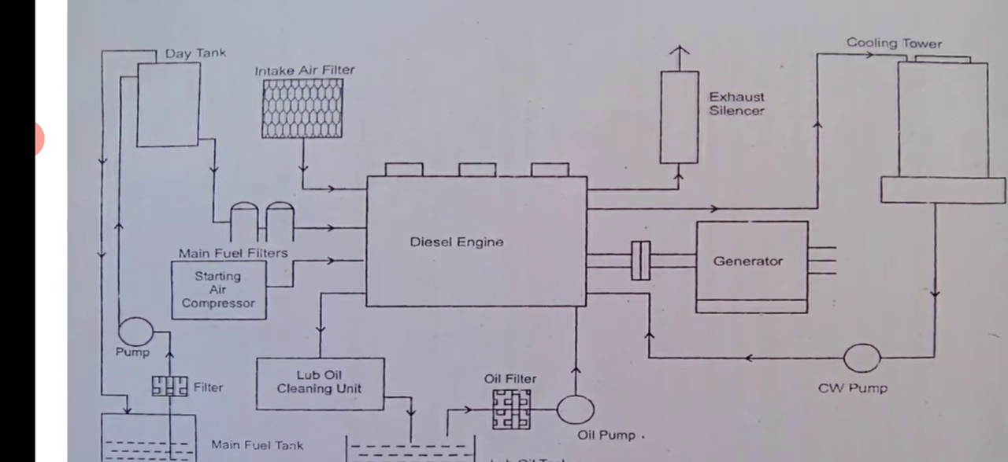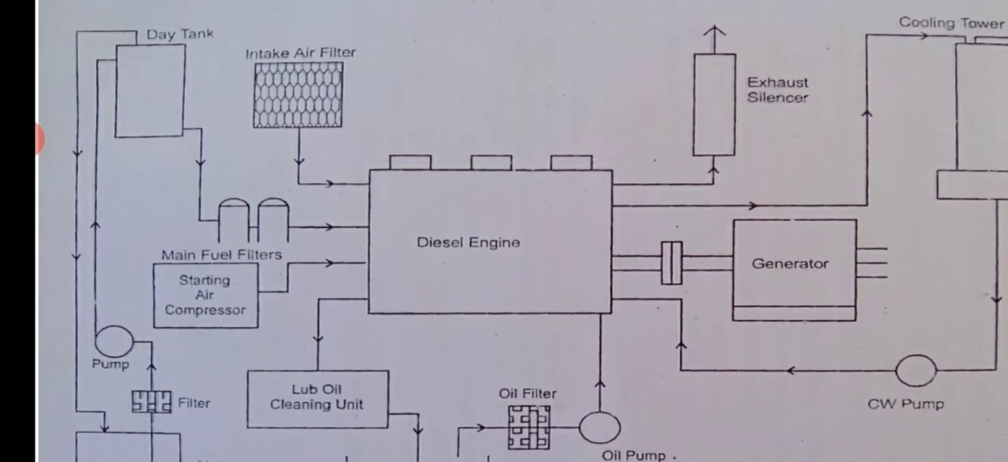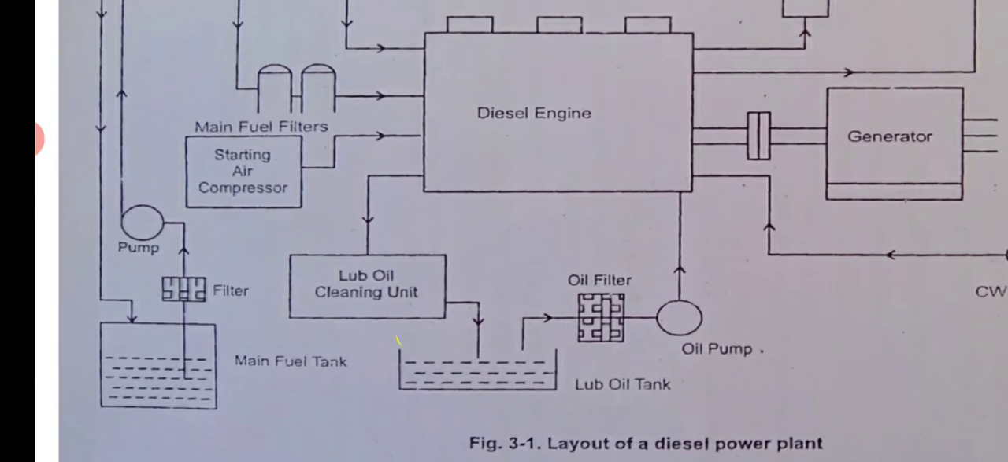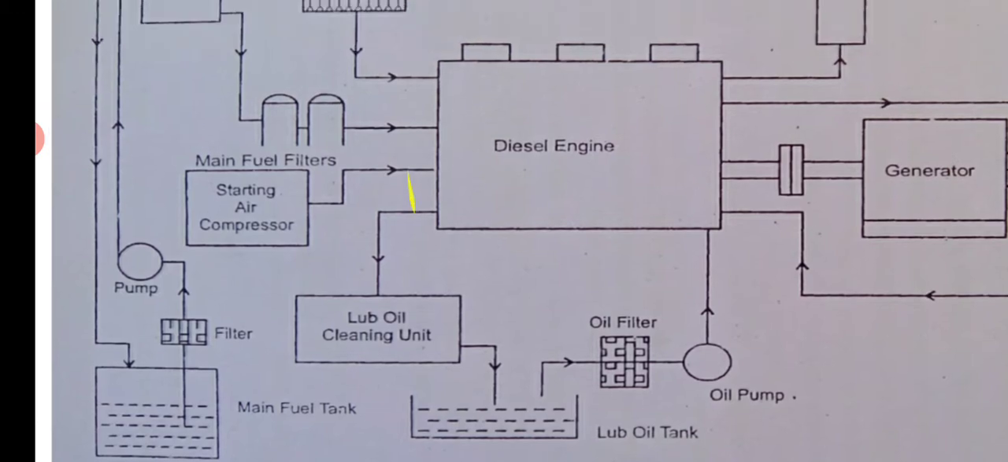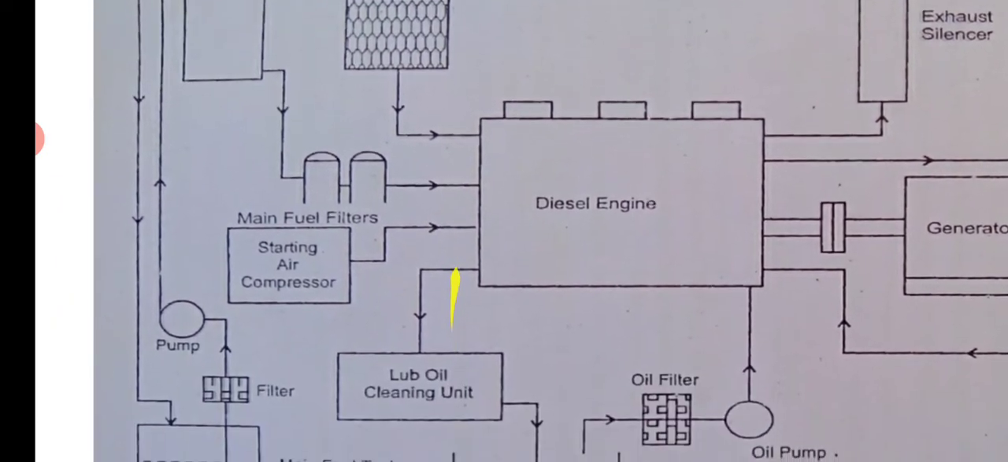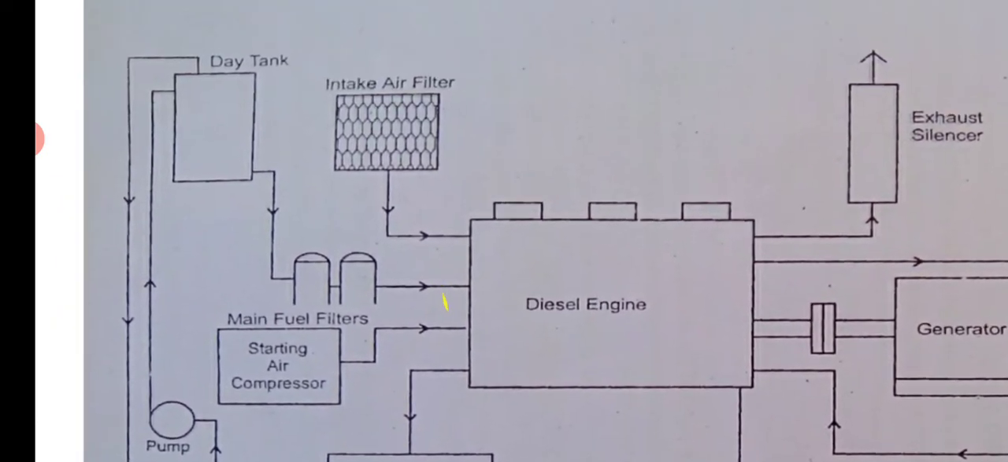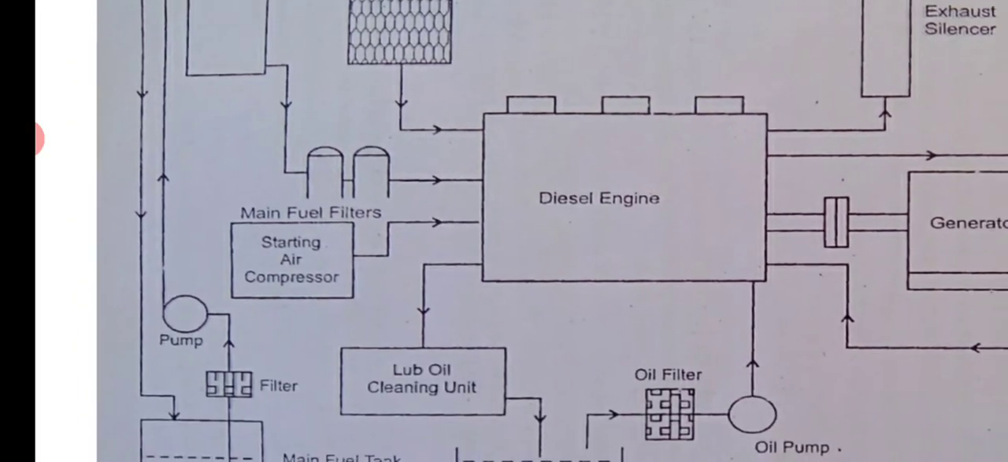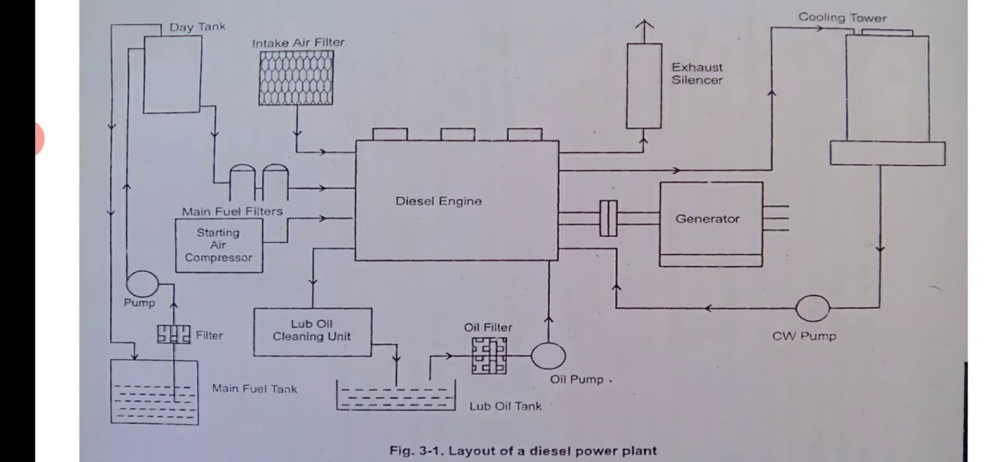Okay, then from the day tank it comes to the filters and the fuel goes to the engine, and at the bottom you can see the main fuel tank. In the main fuel tank there is a filter and a pump which goes to the day tank, and from the day tank by gravity it comes to the diesel engine.